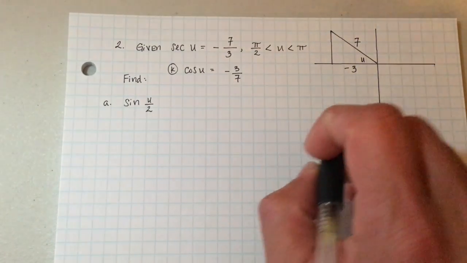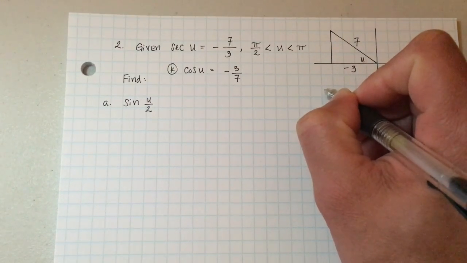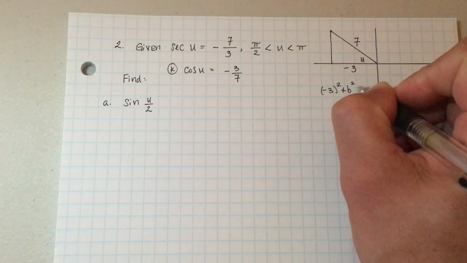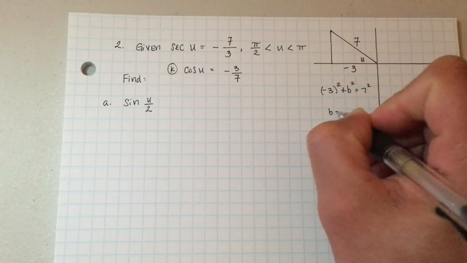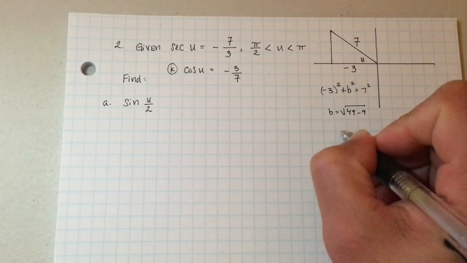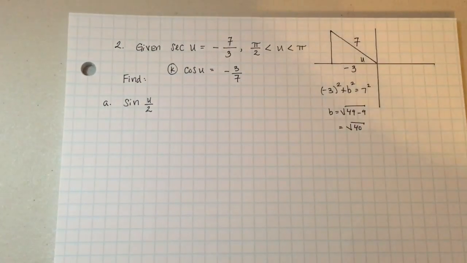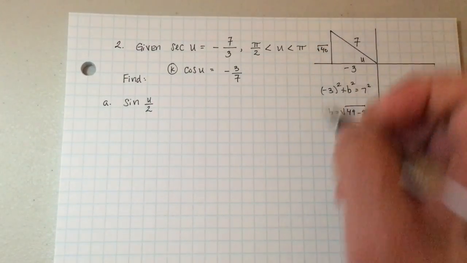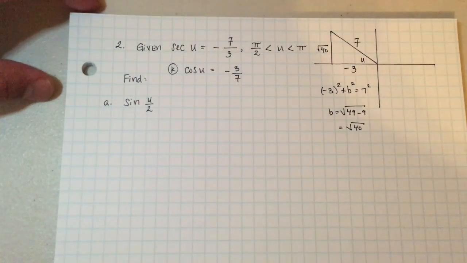And if I do my Pythagorean theorem, I'm going to have -3 quantity squared plus b squared is equal to 7 squared. And you should end up with b is equal to the square root of 49 minus 9, which is going to be square root of 40. Okay, so this guy over here is the square root of 40. All right, and it's positive because you can see it's going up.